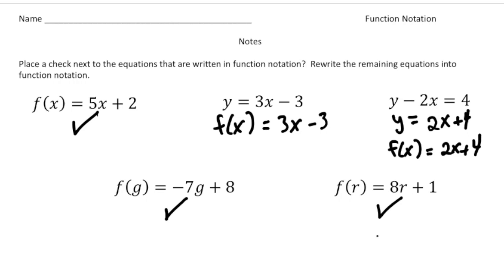Now that you have a better understanding of just what function notation is, why don't you pause the video and try the problems on the next page. When you're done, hit play, and you can see how you did. All right, good luck.